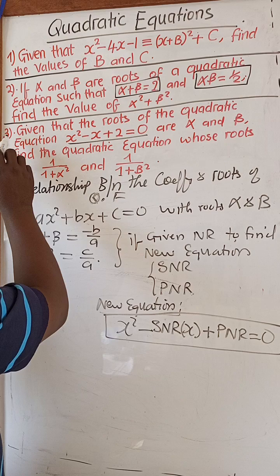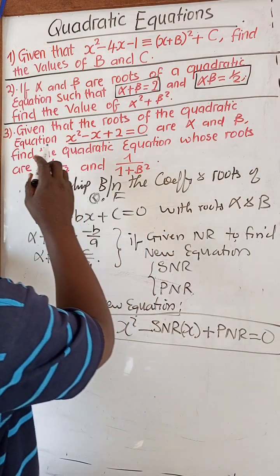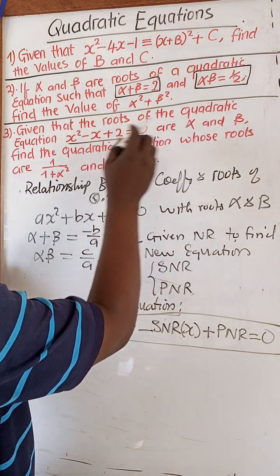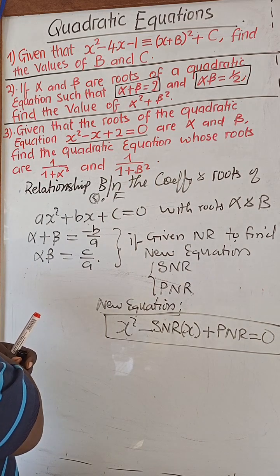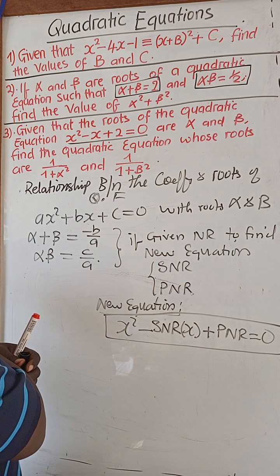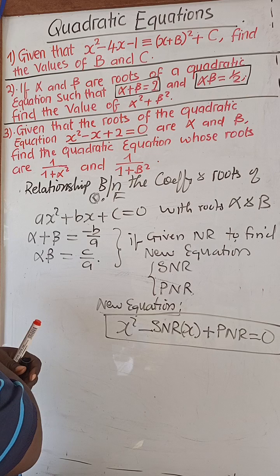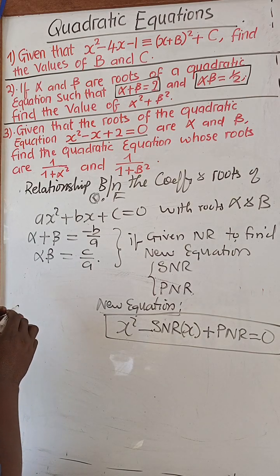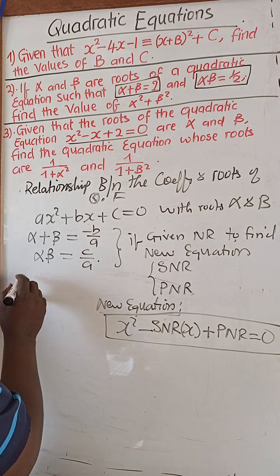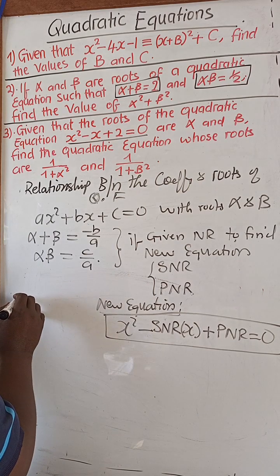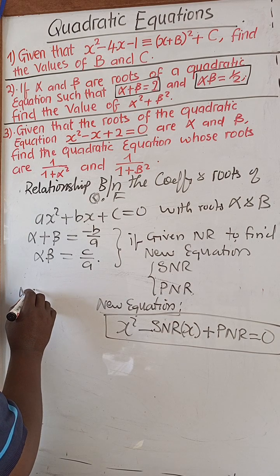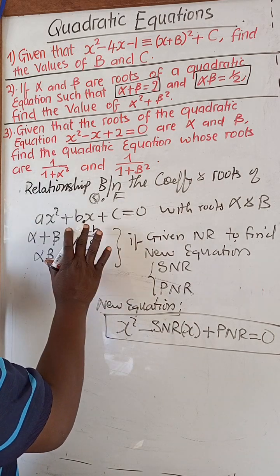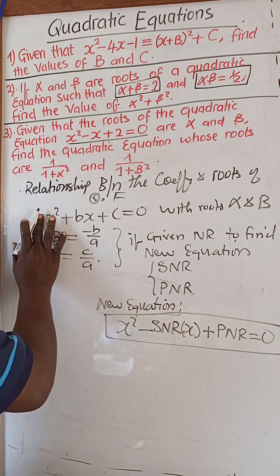Okay, let's attempt now solving the third question. Given that the roots of the quadratic equation x squared minus x plus 2 is equal to 0 are alpha and beta, find the quadratic equation whose roots are 1 all over 1 plus alpha squared and 1 all over 1 plus beta squared. Okay, so we have roots alpha, beta. So we start with the sum of roots. So let's just use what we have here.